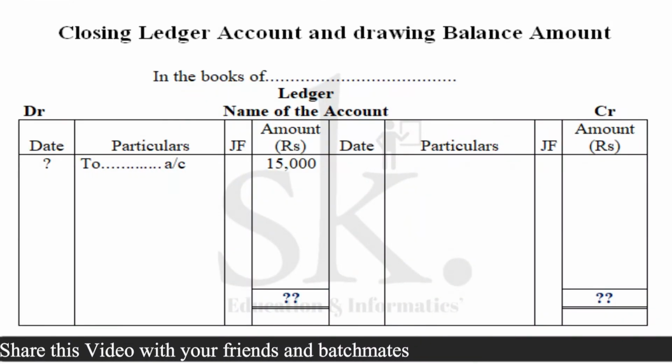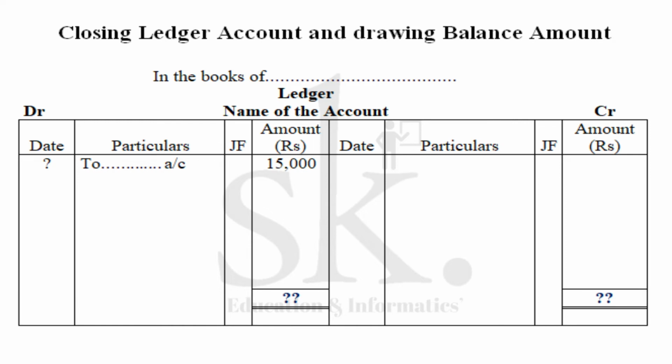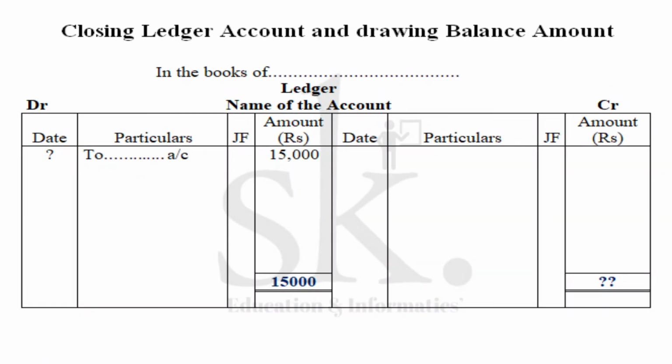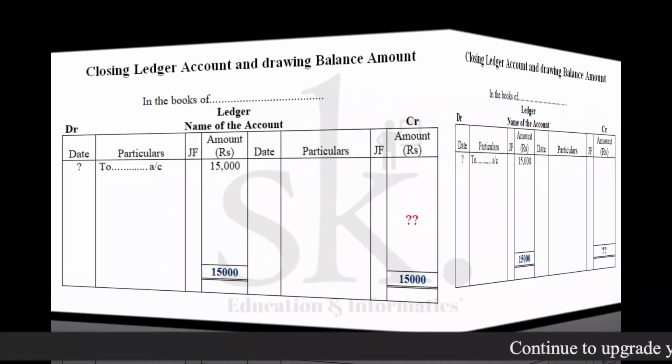Let's understand with another example. Now in this particular example, we find only 1 entry on the debit side for rupees 15,000 and there is no entry on the credit side. Now since there is no entry on the credit side, the debit column is 15,000 and we write the same amount, rupees 15,000, on the credit side.